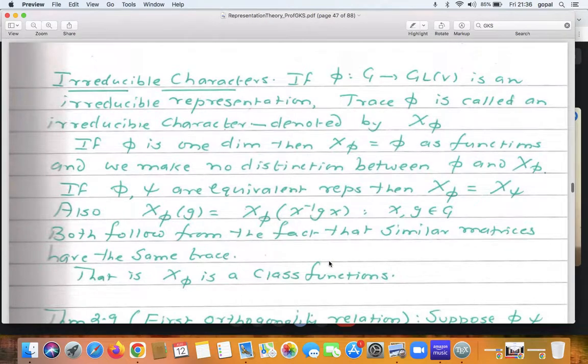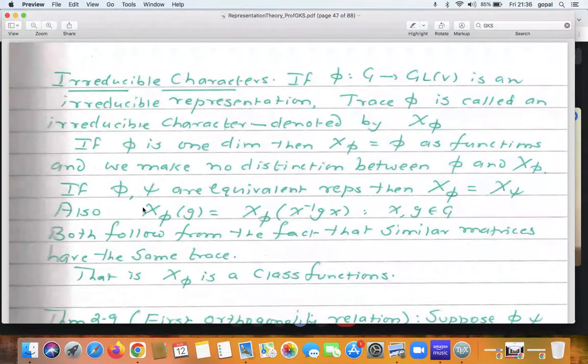So, irreducible characters. Now, if phi from G to GL(V) is an irreducible representation, trace phi, which is a class function, is called an irreducible character, and I'm going to denote it by chi sub phi. If phi is one-dimensional, then chi sub phi is the same as phi as functions, and we make no distinction between phi and chi phi. If phi and psi are equivalent representations, then the characters are the same.